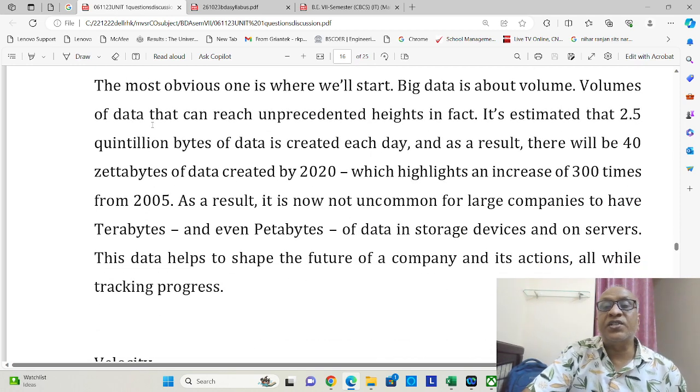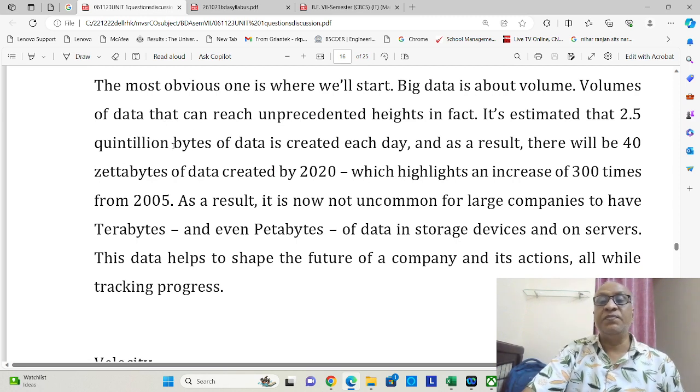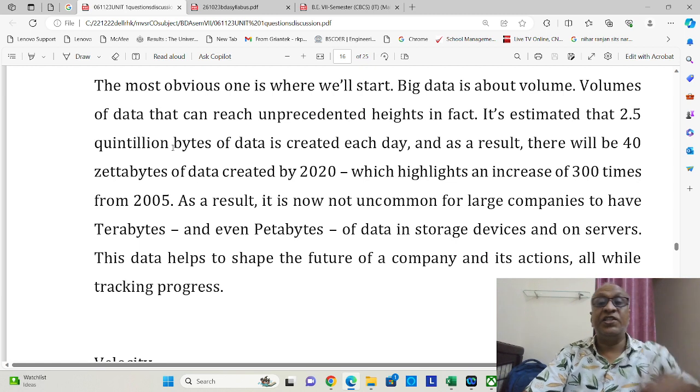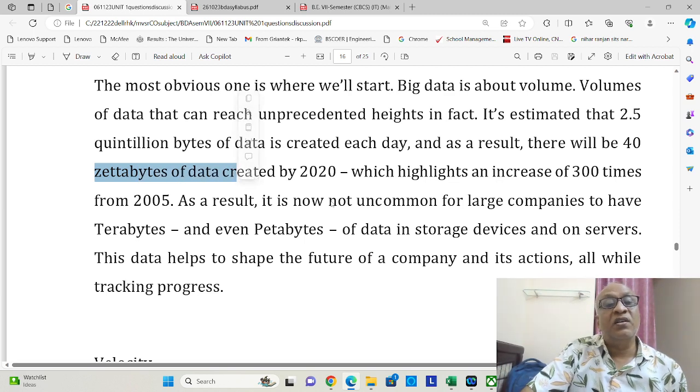Volume indicates volume of data. It is estimated that it will reach or cross zettabytes. Rather, the big data era is called a zettabyte era.